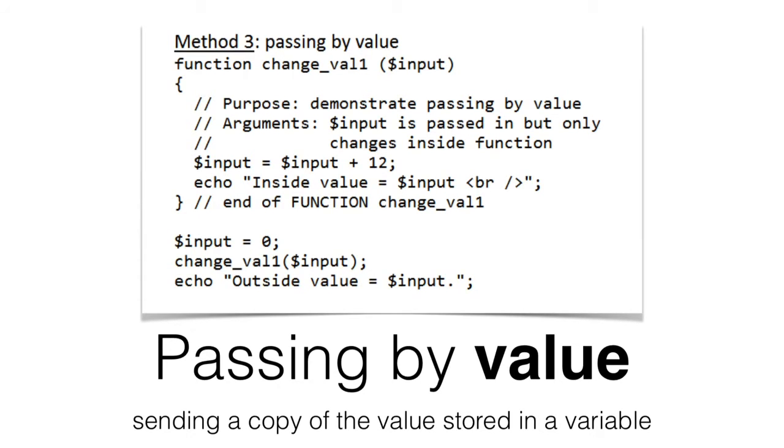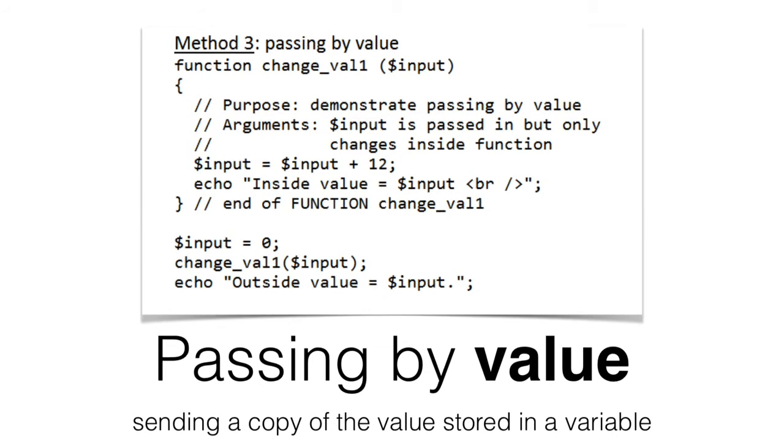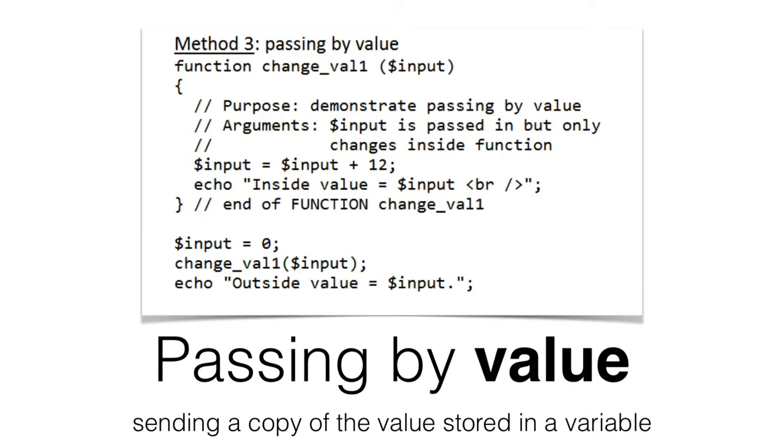And here's what that means in a nutshell. All you're doing is sending a copy of the value in that variable into the function. The original data stored in that variable and accessible in the main program cannot be changed by anything done inside the function. This is a safety mechanism and the default behavior of passing arguments.